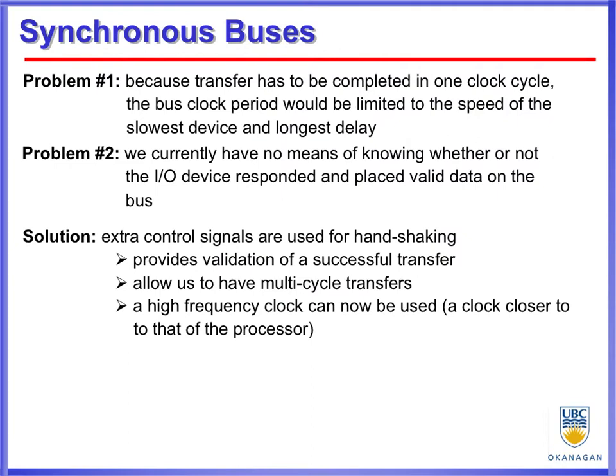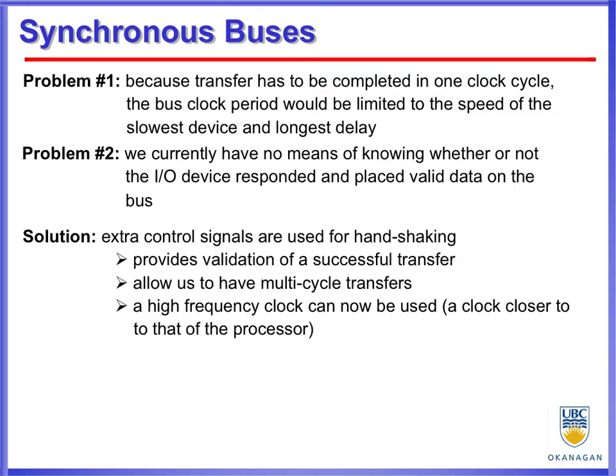So there's still a few problems. Problem number one: because a transfer has to be completed in one clock cycle, the bus clock cycle would be limited to the speed of the slowest device and longest delay. That's an undesired problem. Second problem: we currently have no means of knowing whether or not the I/O device responded and placed valid data on the bus. So how can we get around these?